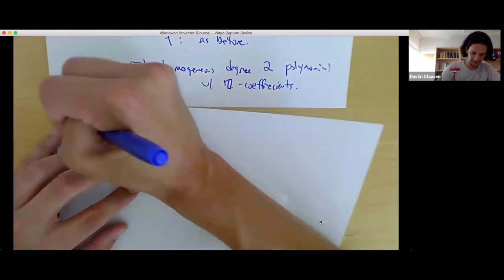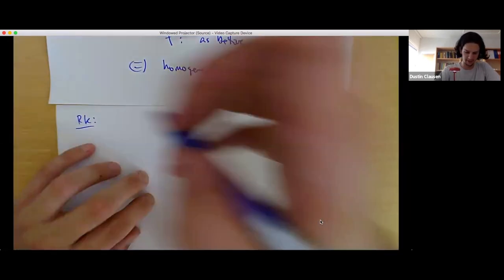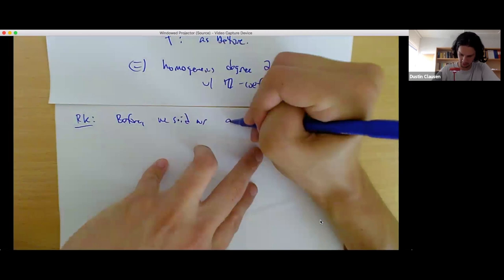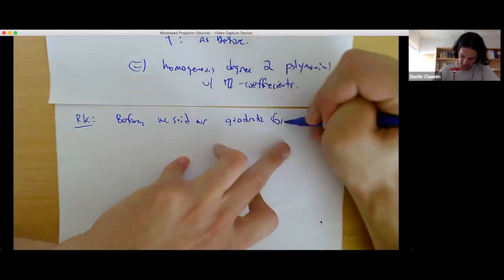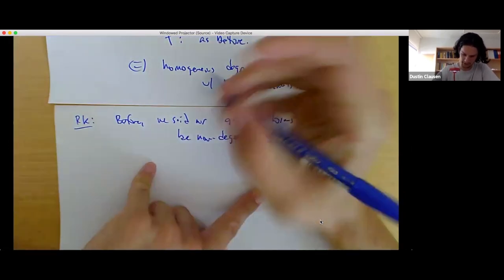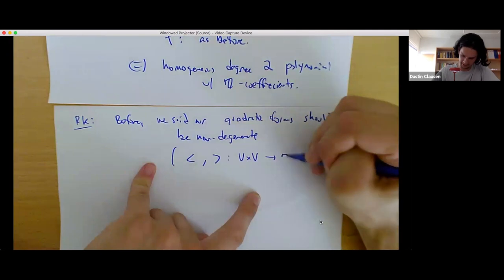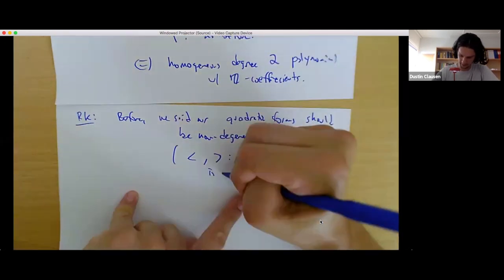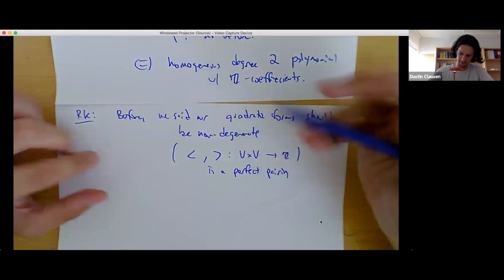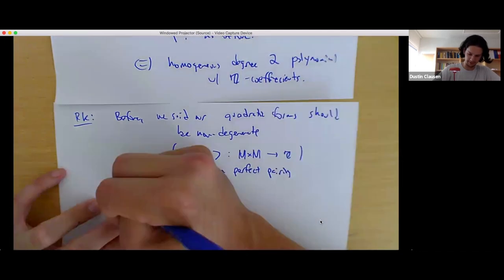So the first remark is that Akhil had this standing convention that a quadratic space is always non-degenerate. So before, we said our quadratic spaces or quadratic forms should be non-degenerate, or in other words, this associated pairing, V cross V to the field or Z or whatever, should be a perfect pairing, so it induces an isomorphism. We're going to drop this assumption now.